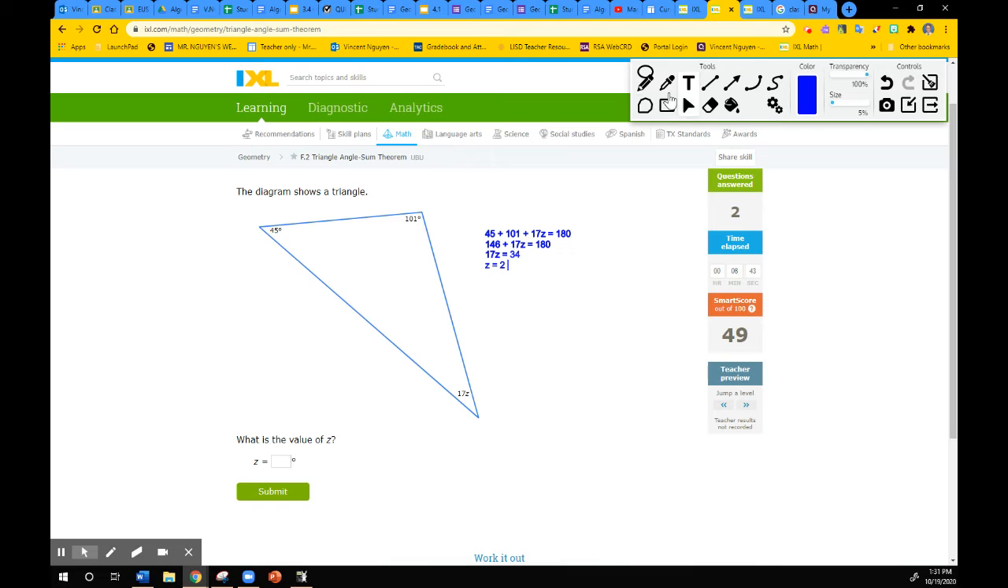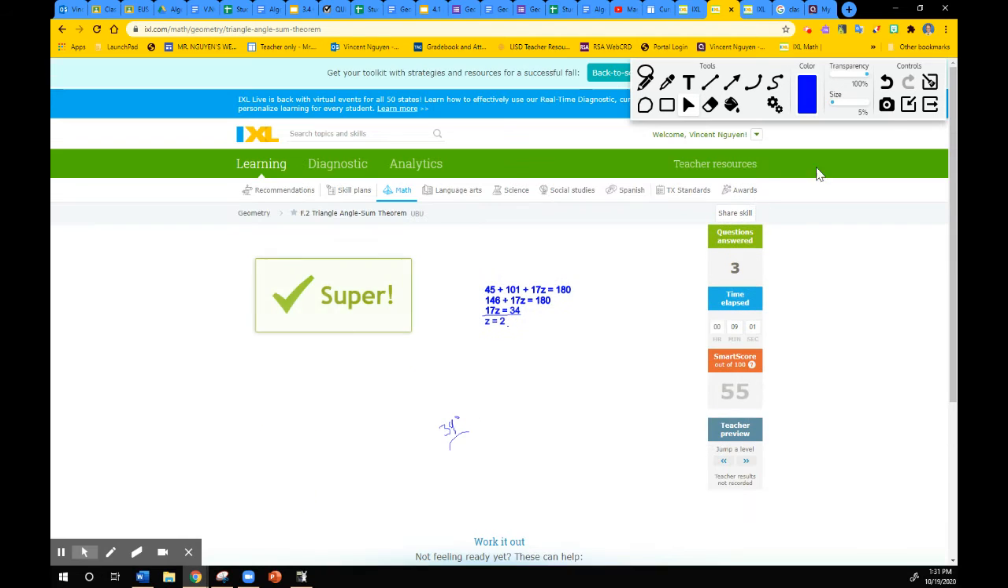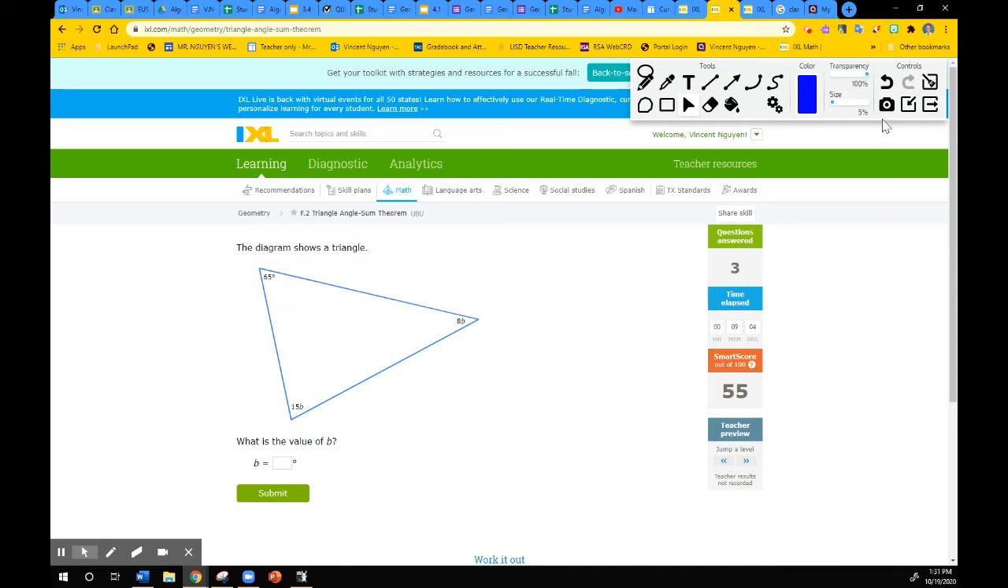Now, keep in mind that sometimes they could be asking for the actual angle, which is 34, because we already say here 17Z is 34. So this is 34 degrees. But they really want the Z. So we are going to divide and we get the answer for Z, which is 2. Okay. Submit. All right, let's see. Same thing. Combine like terms.